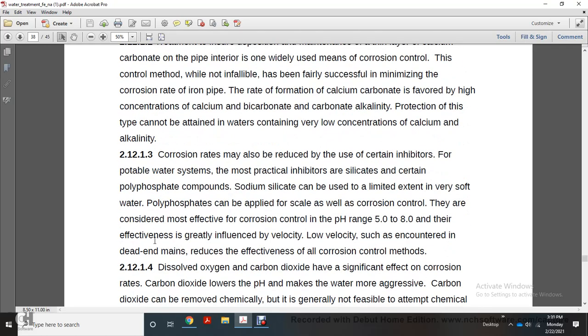Corrosion rates may also be reduced by certain inhibitors in the potable water system. Practical inhibitors are silicates and certain polyphosphate compounds. Sodium silicate can be used to a limited extent with very soft water. Polyphosphates can be applied for scale as well as corrosion control. They are considered most effective for corrosion control in the pH range of 5 to 8, and their effectiveness is greatly influenced by velocity. Low velocity, such as is encountered in dead end mains, reduces the effectiveness of all corrosion control methods.